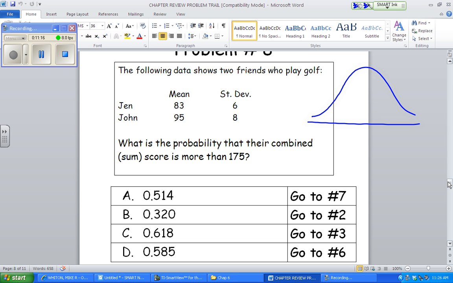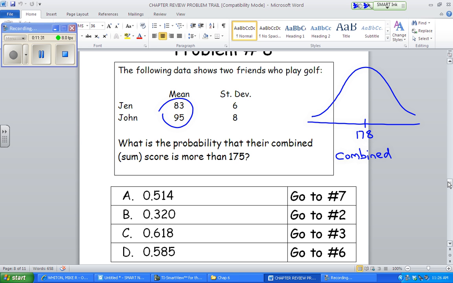But what we know for their combined score, we know the average can just be simply found by adding the two means together. Okay, so in this case it's 178. That's their average when they go out and play. They average a 178 combined.